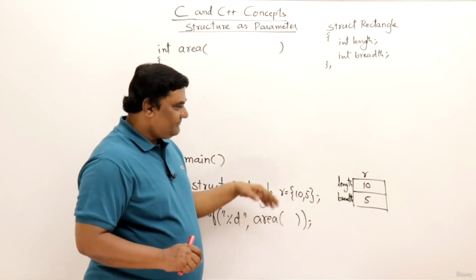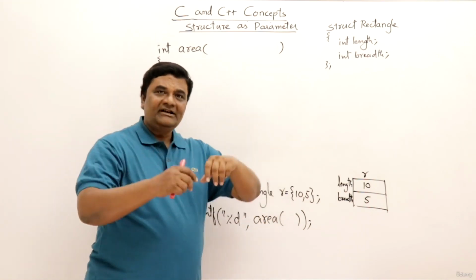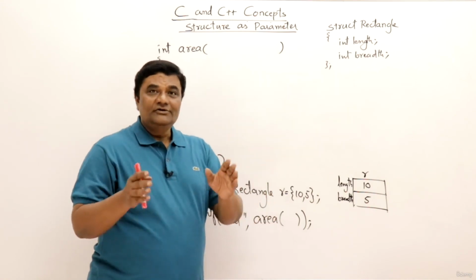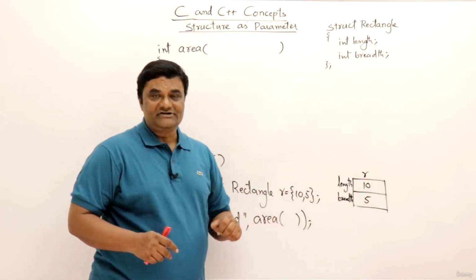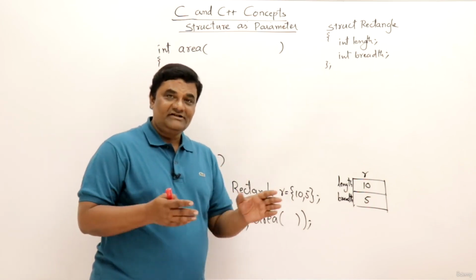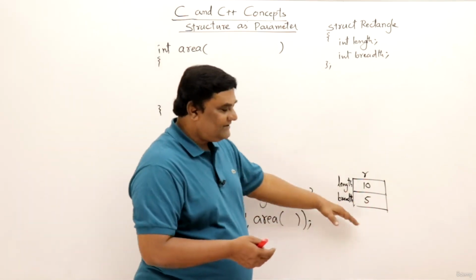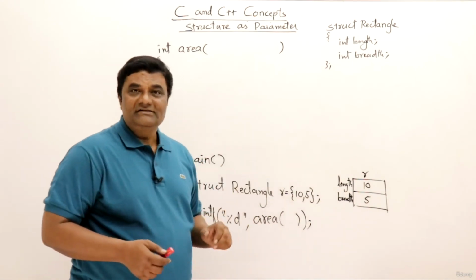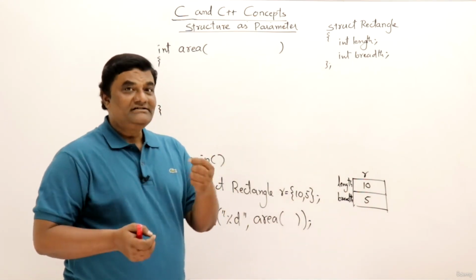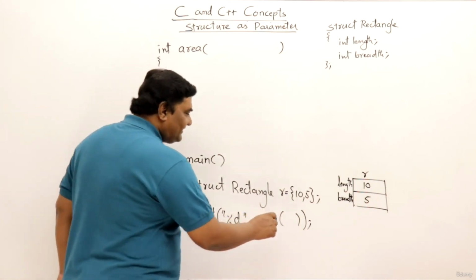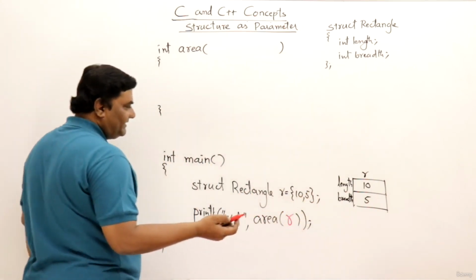Now what should I pass from here? Shall I pass length separate, breadth separate? No need. You can send the structure itself. Yes, that is the benefit of structure. You can send the structure itself and the structure is carrying length and breadth. So both will be passed as a parameter. It will be passed as a single variable, a single data member. So write R here. So the structure is passed as a parameter.